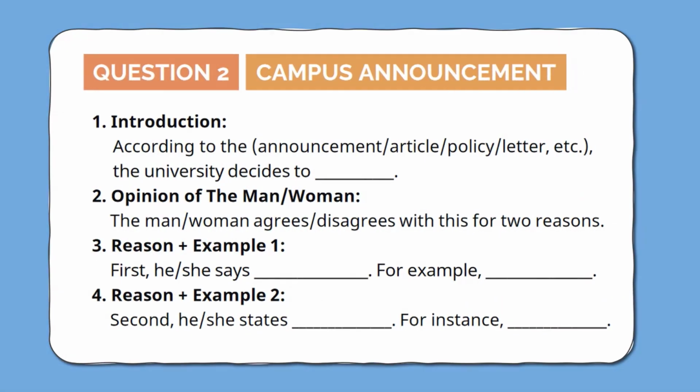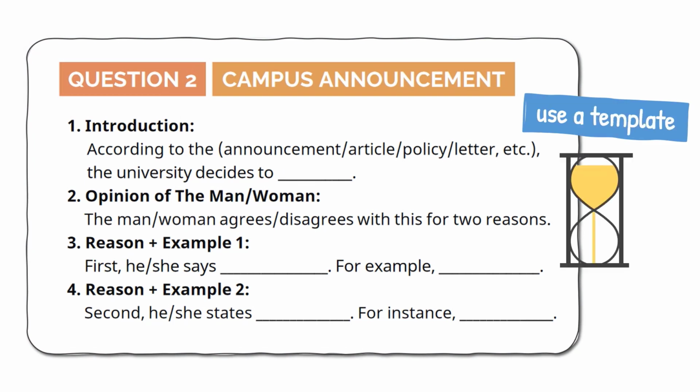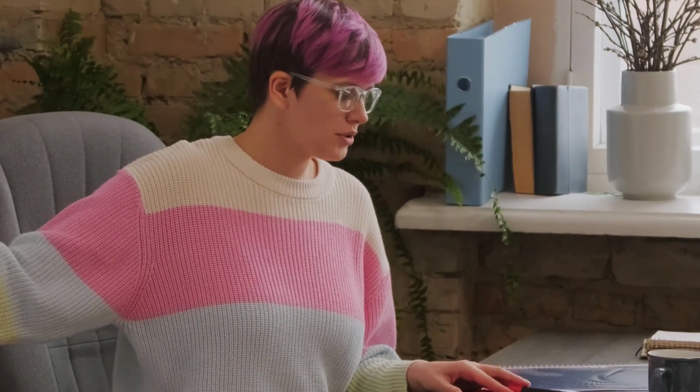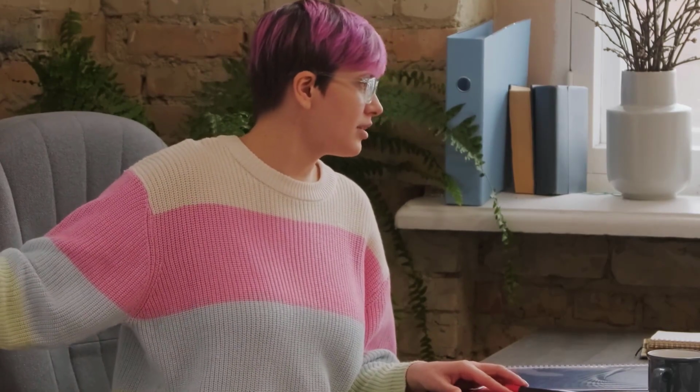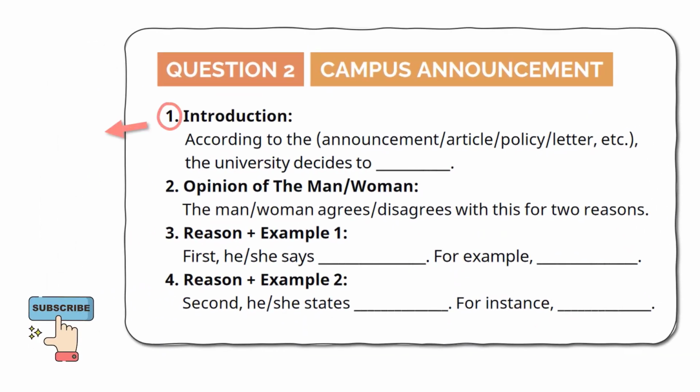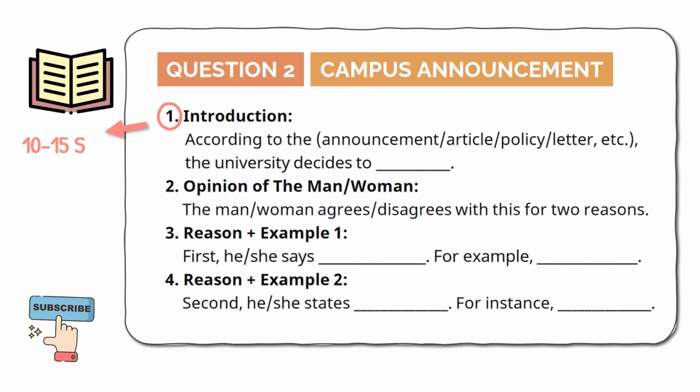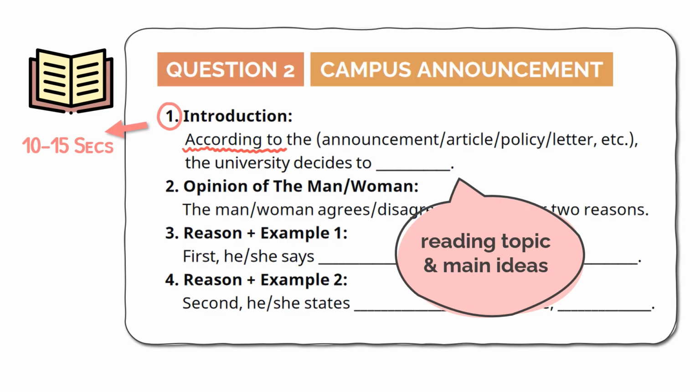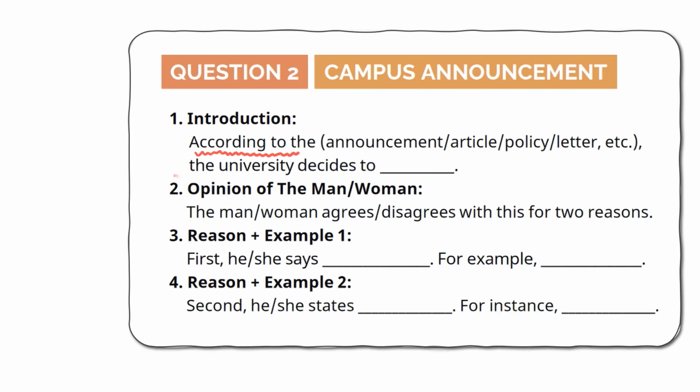Here's my template. Remember to use a template in speaking because you don't have enough time to organize your speaking in 30 seconds. I'm going to explain the template structure briefly so that you can understand and memorize it easily. First, talk about the topic in the reading for about 10 to 15 seconds. You can use this useful phrase, according to. Get the reading topic and make ideas to fill in the blanks. Bullet points 2 to 4 are all for paraphrasing the listening.